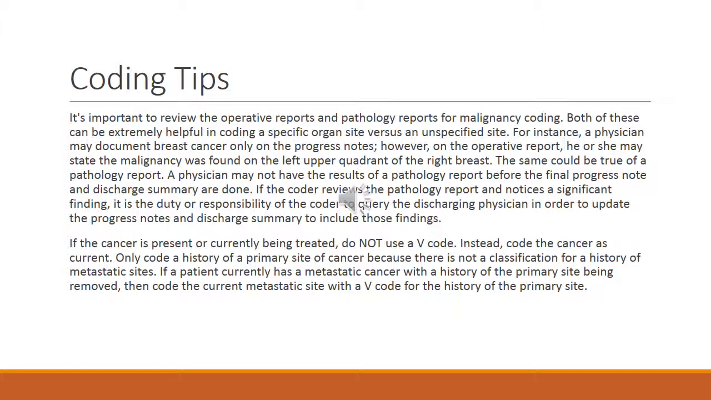Now, if the cancer is present or currently being treated, do not use a V code. Instead, code the cancer as current. Only code a history of a primary site of cancer because there is not a classification for a history of metastatic sites. If a patient currently has a metastatic cancer with a history of the primary site being removed, then code the current metastatic site with a V code for history of the primary site.